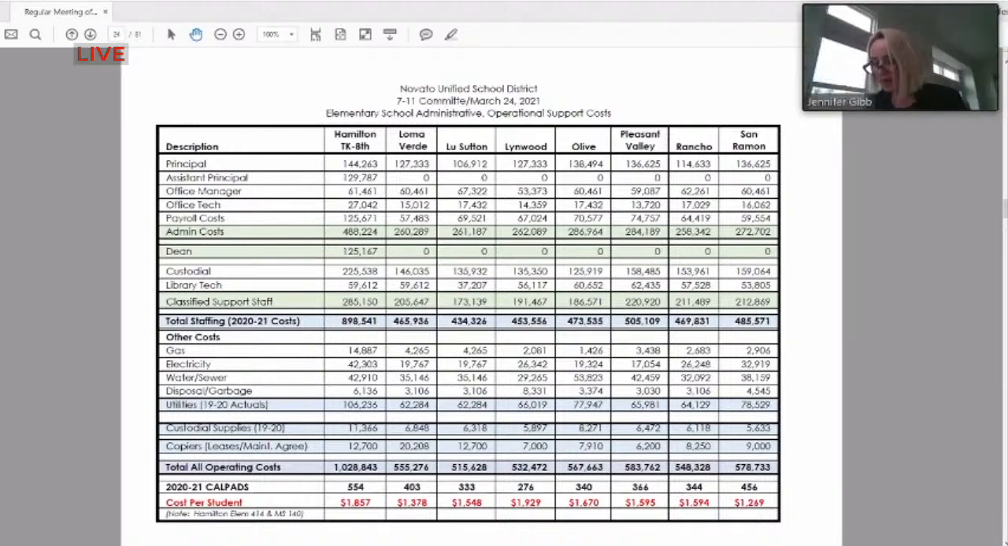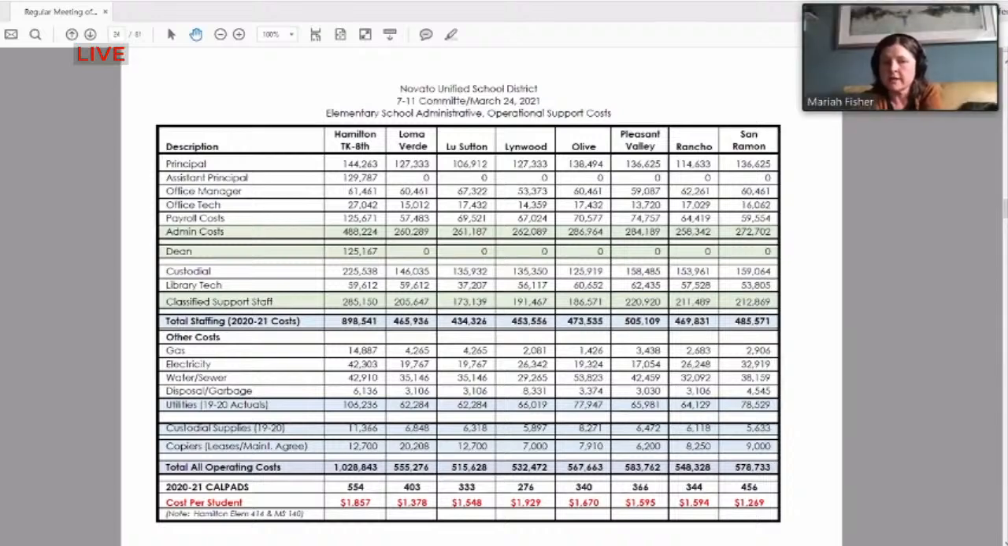Great. I think Mariah, you were next. Yeah, Sylvia asked my question. I think this is really helpful data. I wasn't aware of the cost difference between the elementary schools versus the K-8. So this is really helpful. Thank you, Sylvia, for asking my question.